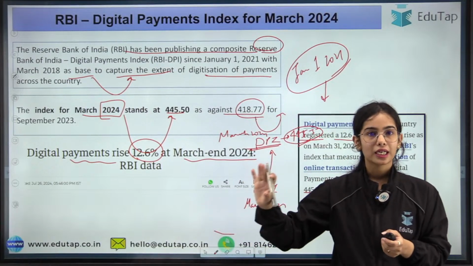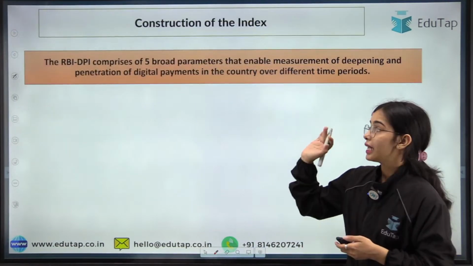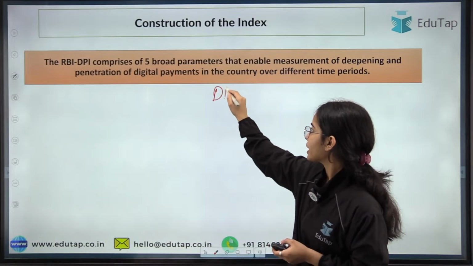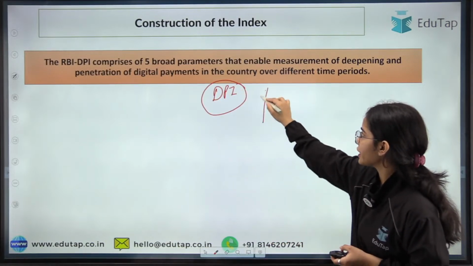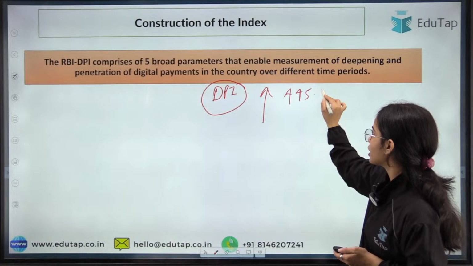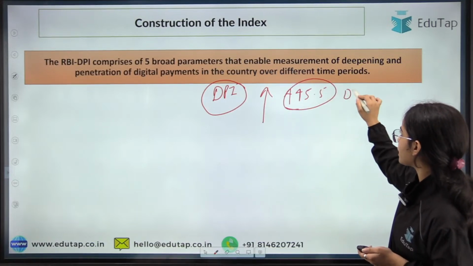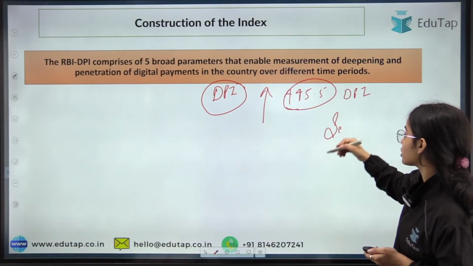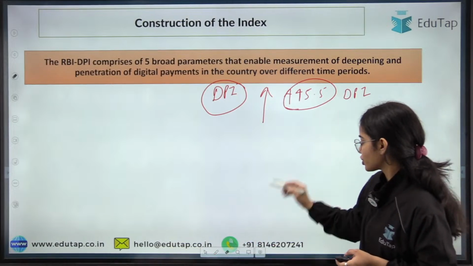I hope this is clear. The digital payment index has increased to 445.5. This is the value of the DPI for March 2024.